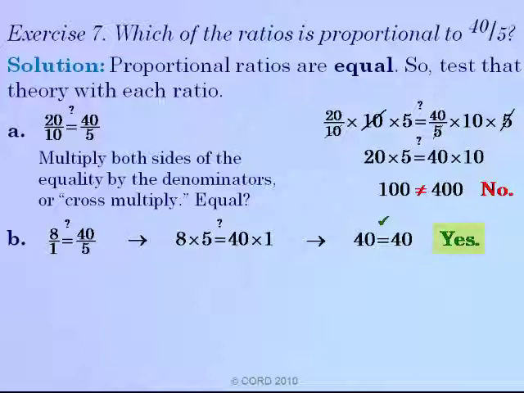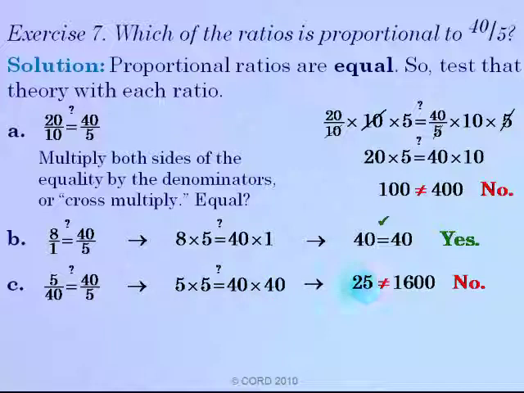Those proportions are equal. A third example is 5 to 40 equal to 40 to 5? If we just invert one of them, does that make it equal? So we'll cross multiply again, just like we did before. 5 times 5 and 40 times 40, and it's pretty easy to see that those are not equal, so the answer is no. 5 to 40 is not equal to 40 to 5.